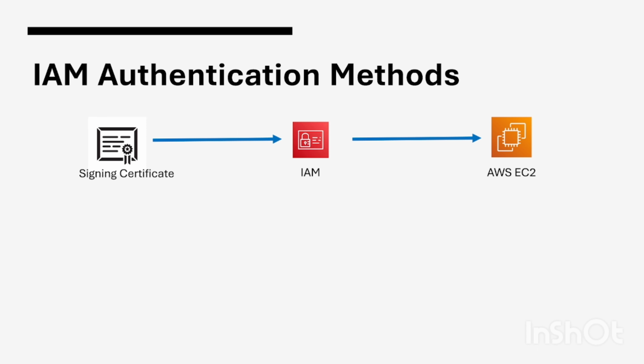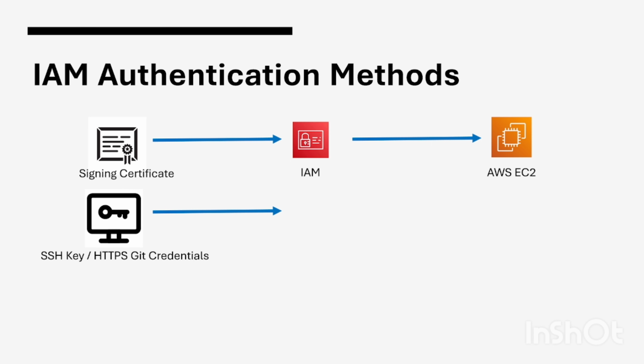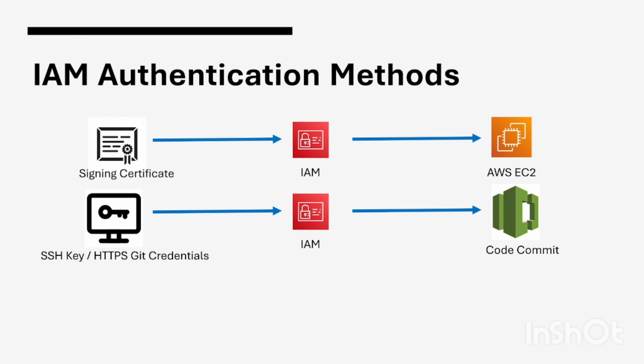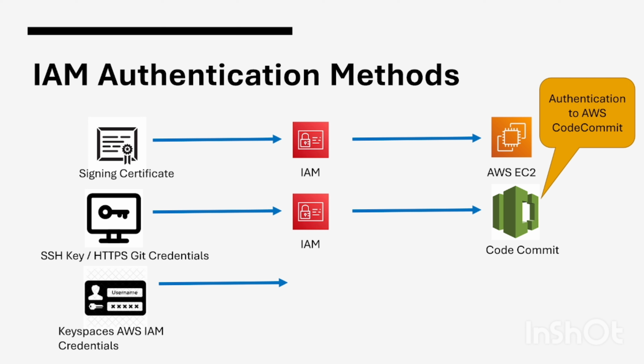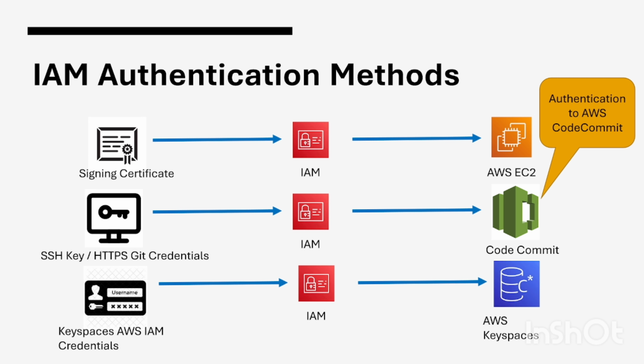For example, EC2 instances. So this is X.509 certificate authentication, which is meant for some services like EC2 instances. The second one is SSH keys and HTTPS Git credentials, and these can also be used to access services like AWS CodeCommit. And lastly, there is Keyspaces, which is also an authentication method for accessing AWS Keyspaces. Now, all of these are configurable in our user account, and we shall be visualizing them shortly in this video.